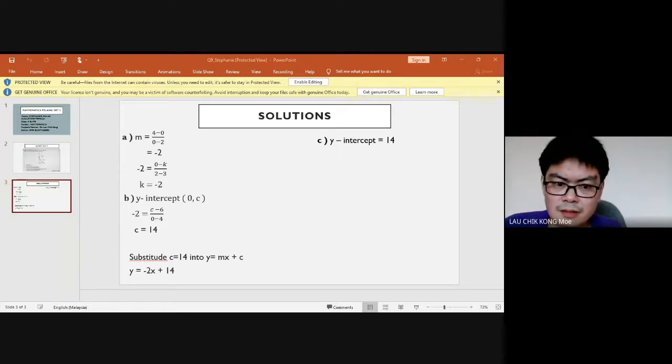Okay. So the answer for Stephanie is section A, k equals to -2, and then section B, the equation of straight line CD, y equals to -2x plus 14. This one she used, I think, the mx plus c formula, and then the y-intercept equal to 14. Okay, so next, Shafika, it's your turn to present question number 9 also.